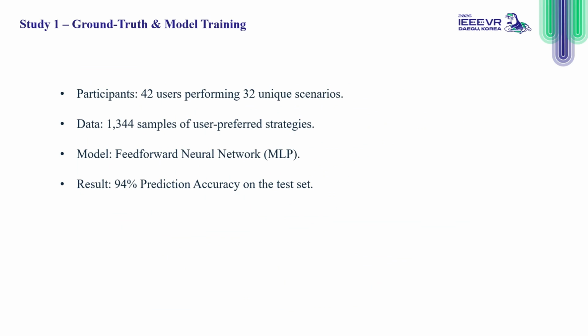In our first study, we collected ground truth data from 42 participants to see which strategies they naturally preferred across 32 varied scenarios. We used this data to train a multi-layer perceptron model, which achieved a high accuracy of 94% in predicting the correct strategy for a given context.